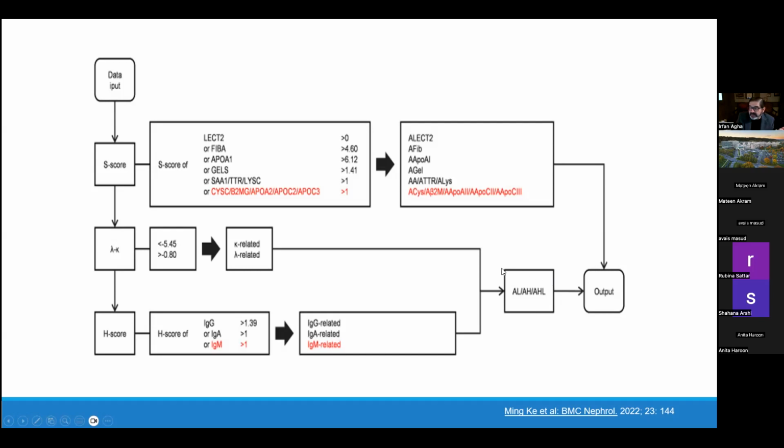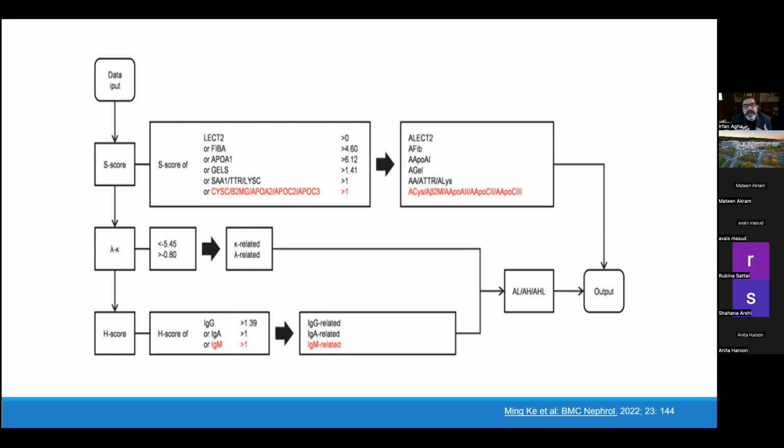And then if it is going to go to one of these that is outputted, if it is going to go to AL or AH type amyloid that is outputted, and you get your final answer. And more and more people are sending their biopsies. Over the years, I've diagnosed 2 ALEC2 amyloids, which I probably would not have because the immunofluorescence was inconclusive on that.